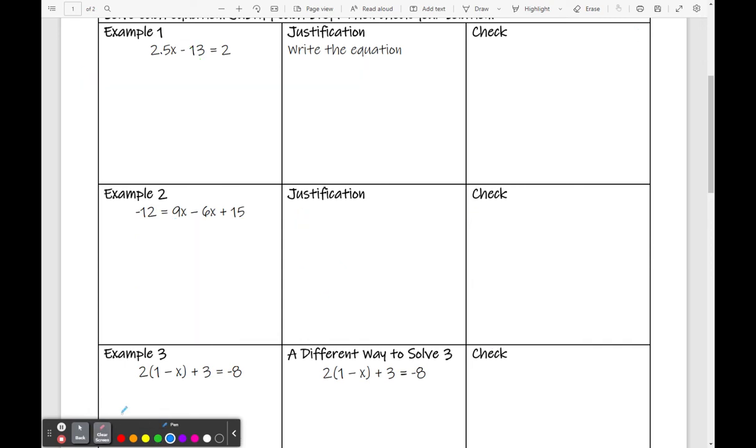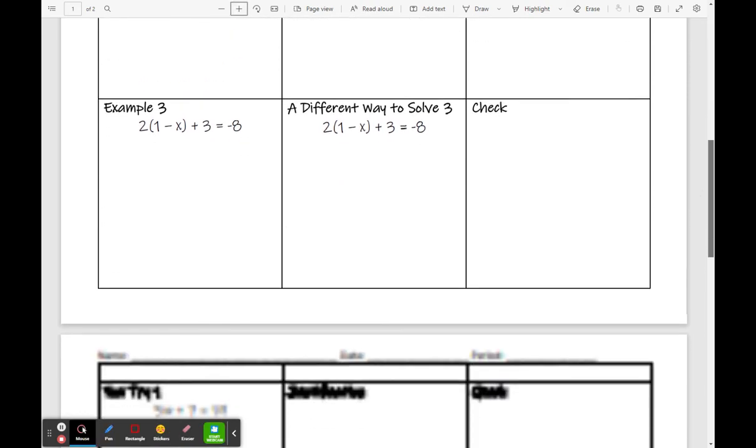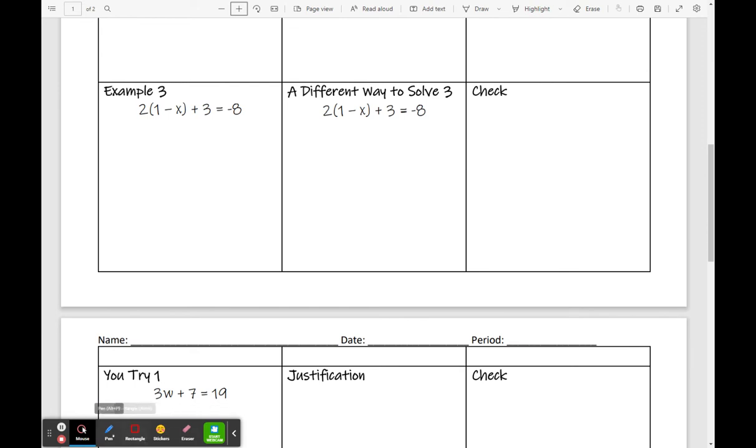All right, let's slide on down to example 3. Here we have that distributive property. I know I'm going to have to distribute because that 2 is pushed right up against those parentheses. So I have 2 times 1 is 2, minus 2 times x is 2x. That constant is not related to that, so it just stays put at a positive 3 equals a negative 8.